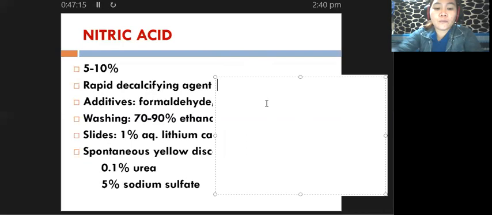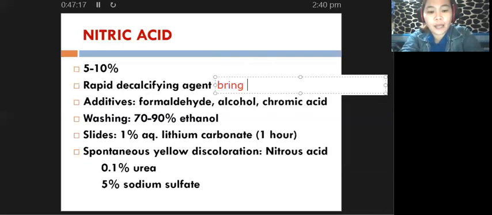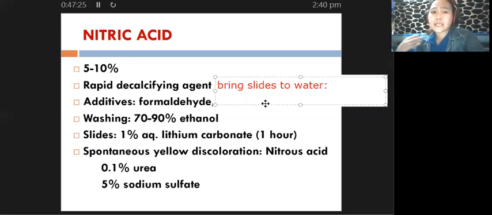How are you going to bring slides to water? How are you going to bring something to water? When we say bring slides to water, it does not mean that you have to immerse the slides in water. Okay? That's not what it meant.